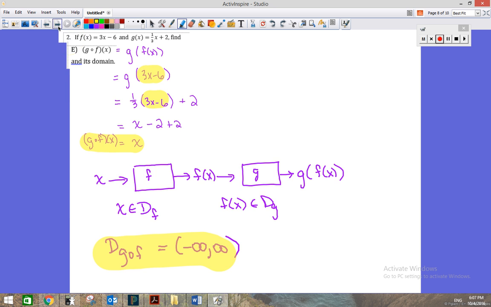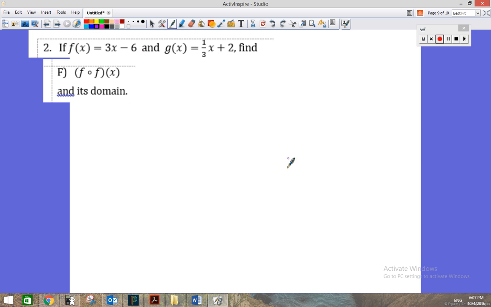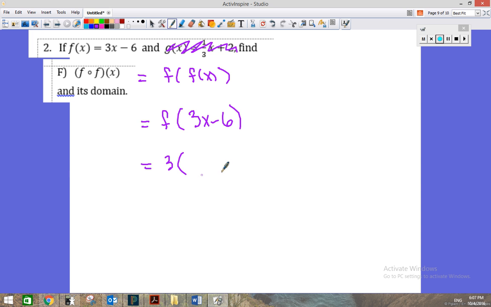Oh, there's a part F. I was ready to stop the video. And this part F is not using g at all. So the expression, what is it doing? It's taking f of x and plugging it into itself. f is 3x minus 6. What does f do to the input? Well, 3 times the input, no matter what it is, minus 6.